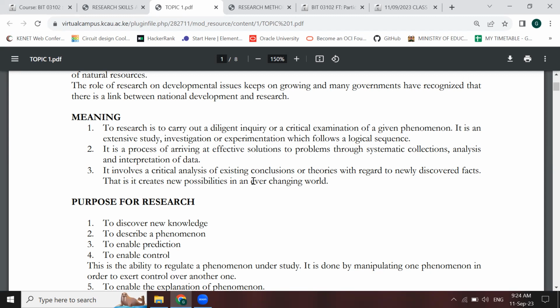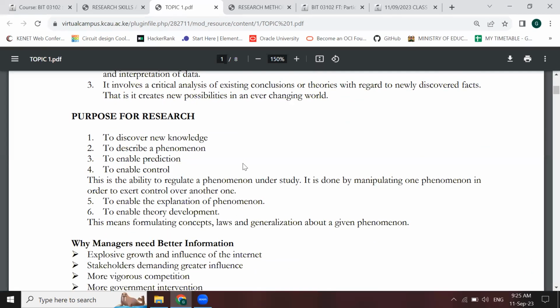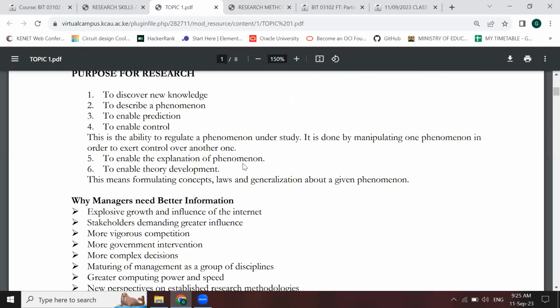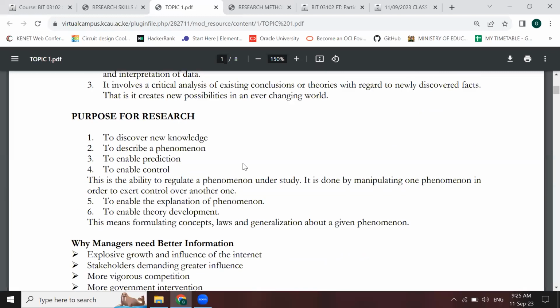You will find the answer by collecting data. You'll have to collect data, analyze data, write a report, and also disseminate the findings to your audience. You share or distribute this information to your audience so that they can answer the problem that is existing in a given area. So the purpose of research, as is given there, is to discover new knowledge.